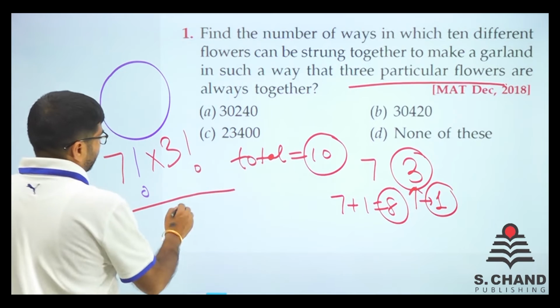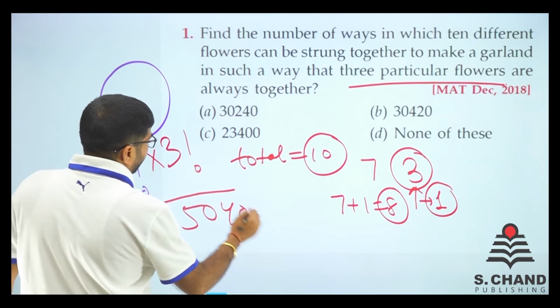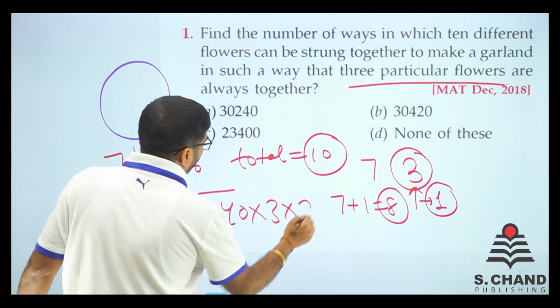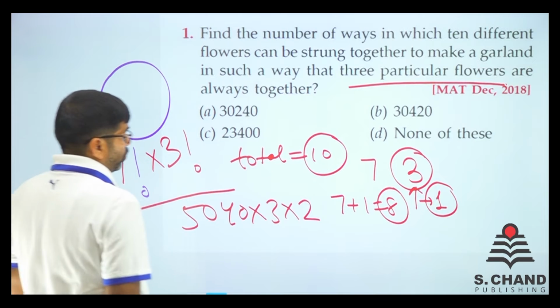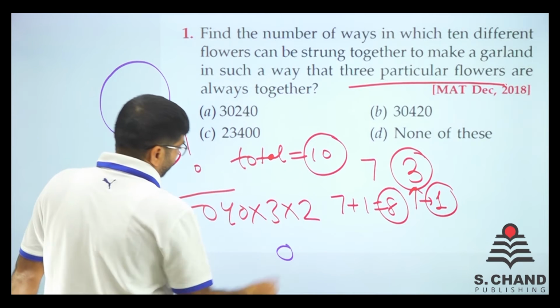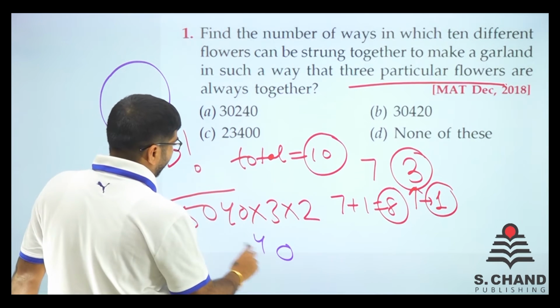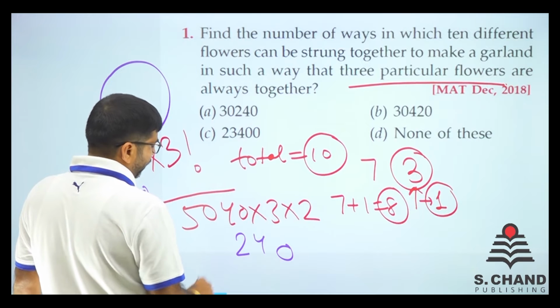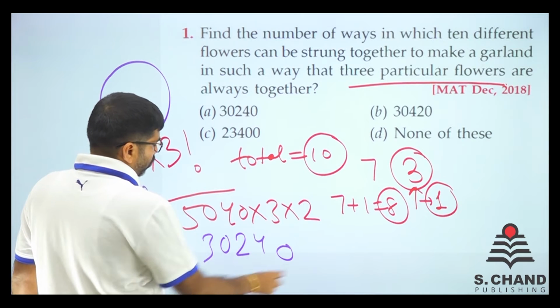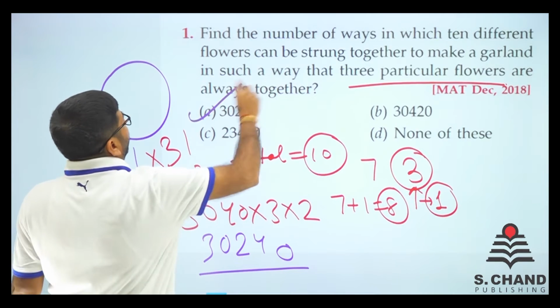So 7 factorial is 5040 and 3 factorial is 3 into 2, that means 6. So when you multiply 6 into 0, 0. 6 into 4 is 24. 6 into 5 is 30. So 30240. Here we go.